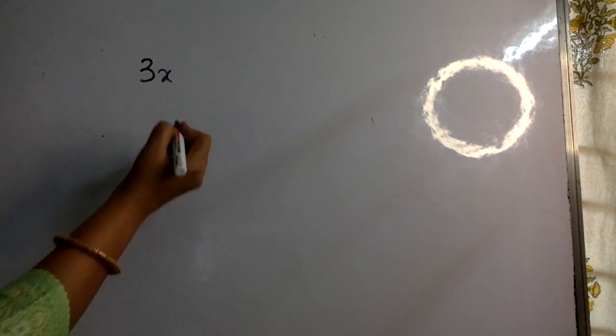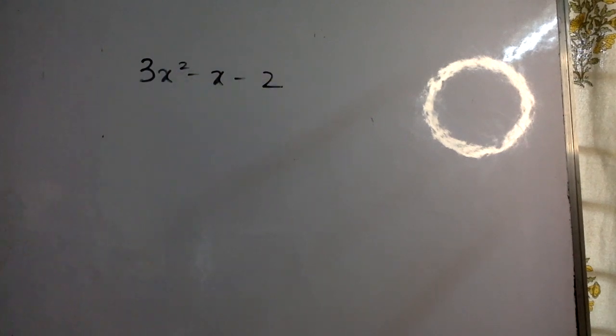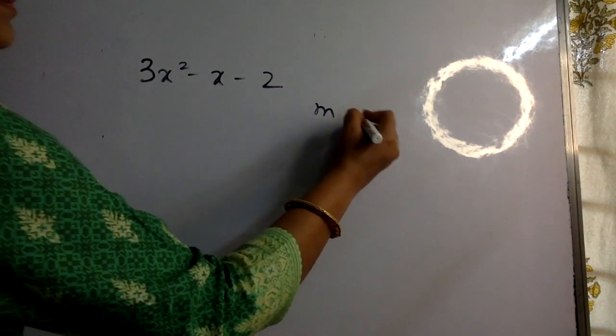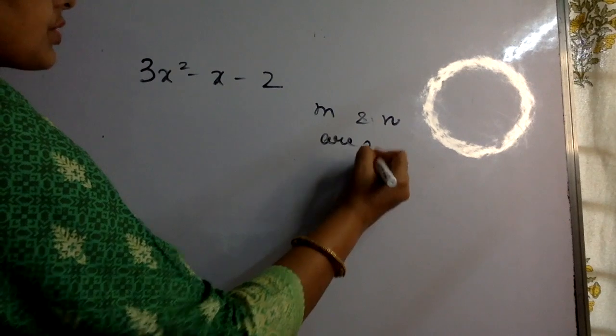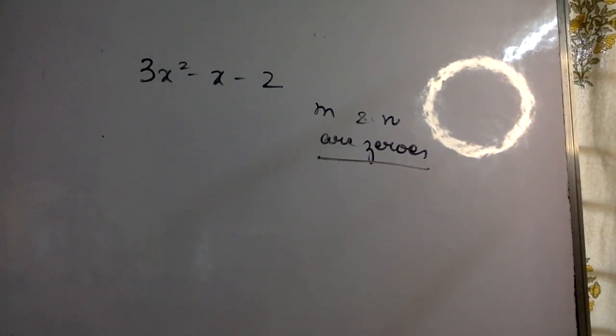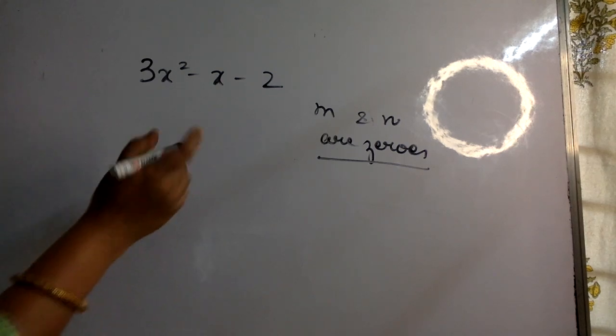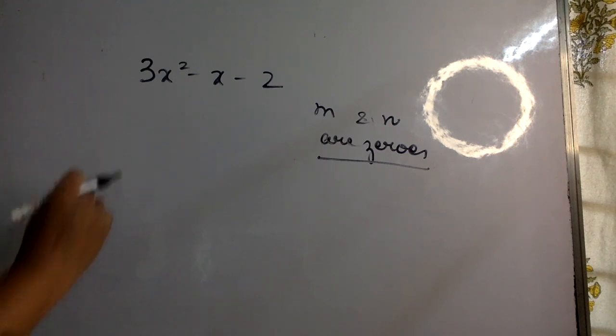The next question says, if m and n are zeros of the polynomial 3x square minus x minus 2, this is the polynomial we have, and m and n are the zeros, then how do we work with this? What we have to do, if these two are the zeros of this polynomial, we already know one thing, the relation between zeros of a polynomial and the coefficients.